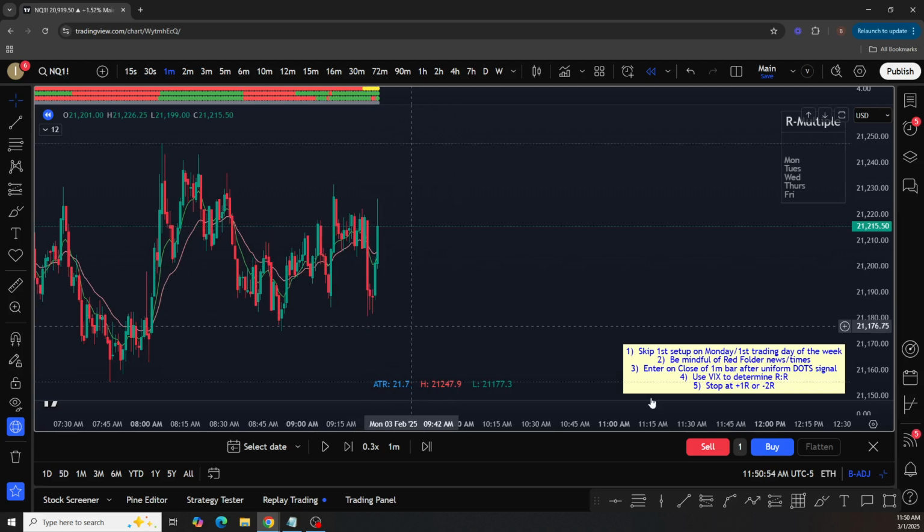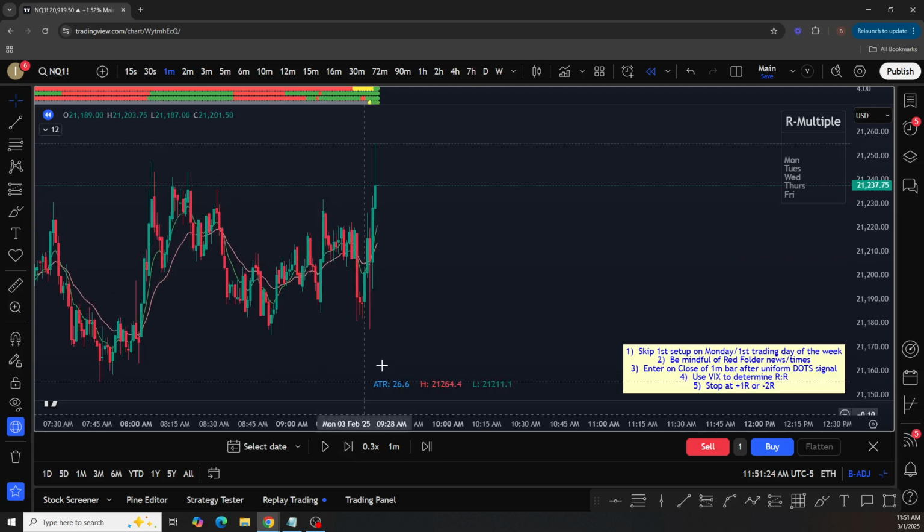Then I just look for 1R on the day. If my first trade achieves 1R, I stop. If I have 2 losses in a row, I stop. Or if at any point on the day I'm minus 2R, I stop. Okay, so this is Monday, the 3rd of February, and being the first day of the week, whatever the first setup is, I will pass.